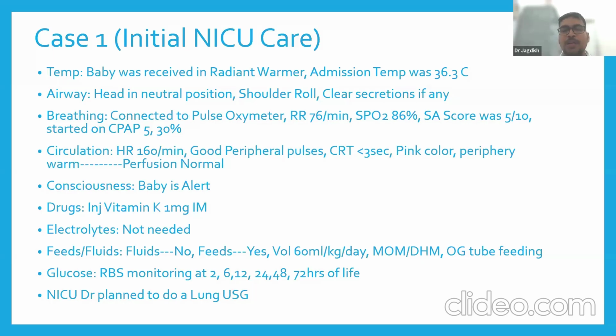Next, G for glucose monitoring. Because this baby is stable and not on IV fluids, and there is a history of gestational diabetes, we planned for RBS monitoring at 2 hours, 6 hours, 12 hours, 24 hours, 48 hours, and 72 hours of life, as per our unit protocol. So this is the initial job that has been done by the nursing officer in our NICU.